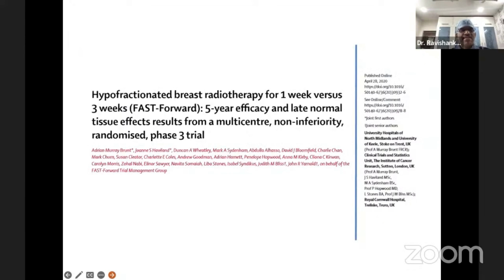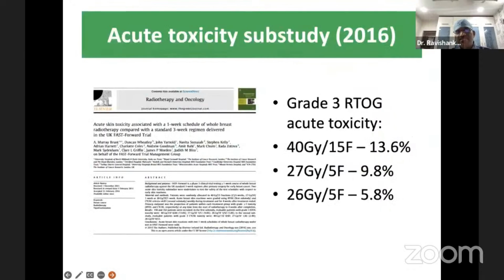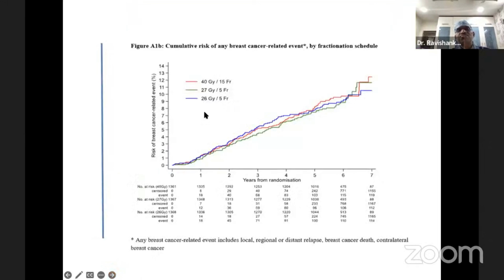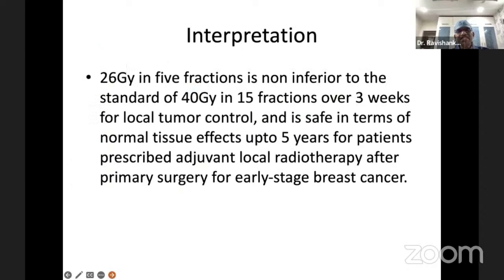So this is the trial which we were talking about. To our surprise, this is something really good, because what we always think is that when you're delivering over 5 fractions, the acute toxicity is going to be very bad. But on the other side, what we found is this is very well tolerated. Even cosmetic-wise, this is very good. So this gives you the information that whether the patient receives 15 fractions in 40 gray or 26, all these things are almost similar as far as cumulative risk of any breast cancer related events are concerned.